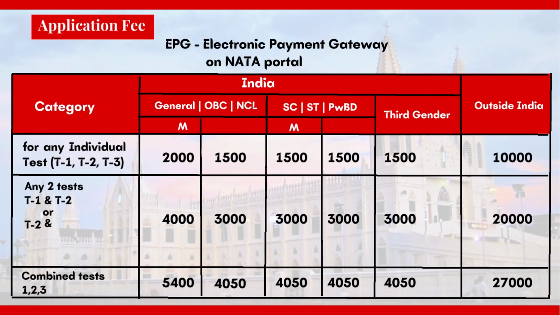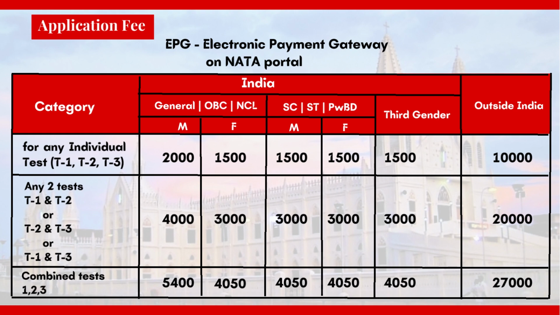Regarding the application fee, the fee has to be paid through EPG, that is Electronic Payment Gateway, on the Nata portal. Let us have a look. For any individual test, say test 1 or test 2 or test 3, general and OBC non-creamy layer candidates: for males 2000 rupees, for females 1500 rupees. For SC, ST and physically challenged people, for male 1500 rupees, for female 1500 rupees. If they are transgender, 1500 rupees. Outside India candidates, 10,000 rupees.